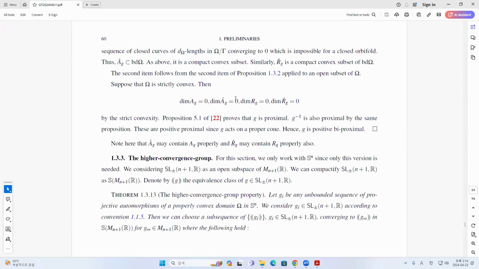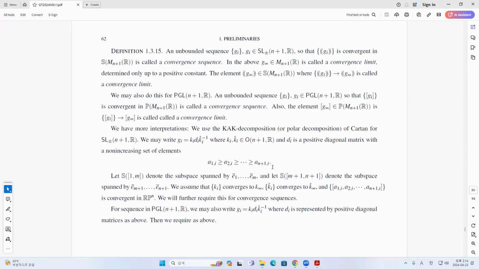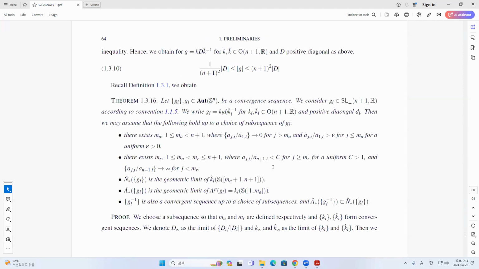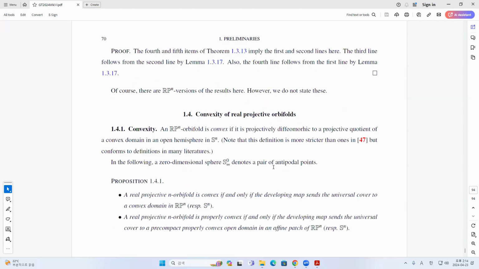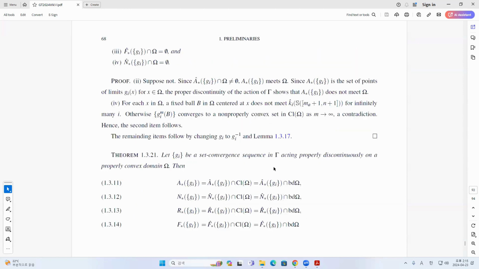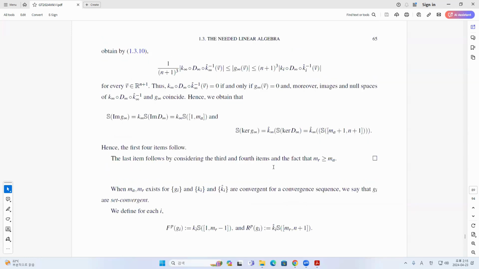Okay, so I think I will end here, and then I will go to higher rank convergence groups from next time, and then I'll do 1.4, then try to do up to chapter 3, chapter 2 here.